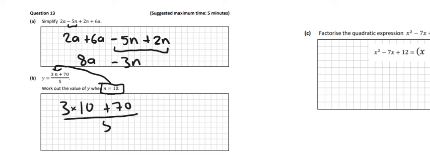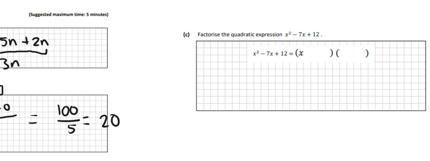all over 5. But if you do the top part first, remember BIDMAS, you do the times. So 3 times 10 is 30. And then you have to add on 70. So 30 plus 70 makes 100. So it's nice. It's going to work out nicely. And then 5 is still on the bottom. So because 5 is on the bottom of 100, you're going to divide 100 by 5. So 100 divided by 5 is 20. 20 is your final answer there.